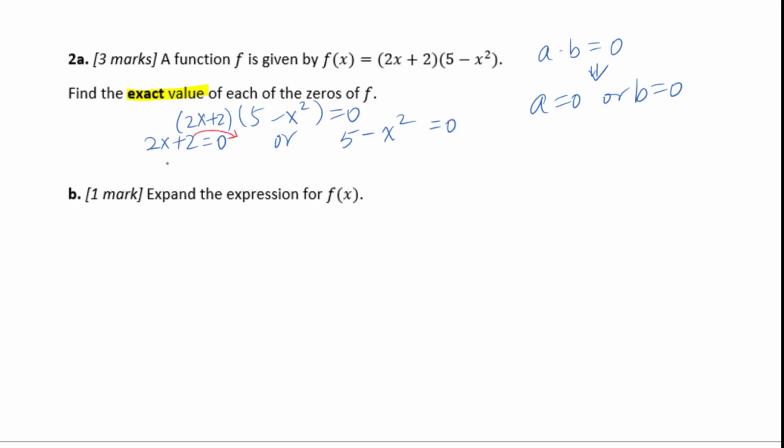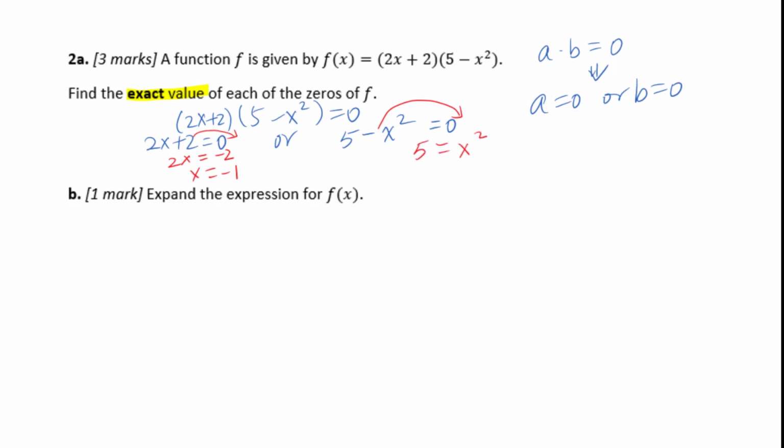Cross the river, change the sign. 2x equals negative 2, divided by 2, x equals negative 1. This is a power equation. Isolate the x squared on one side. We will get 5 equals x squared. Then we will take the square root of both sides. x equals plus or minus square root of 5. Don't forget this plus or minus.